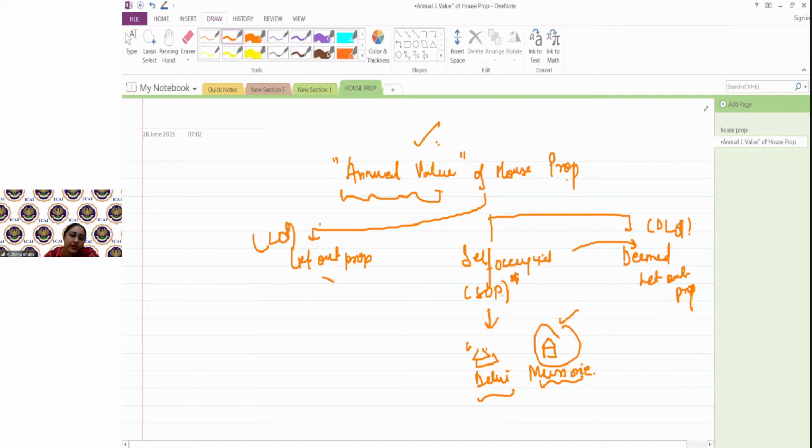So as I told you, from the start only two properties are allowed to be self-occupied. The remaining will go under DLO, as in your deemed let out property. Ma'am, how will it be, what will happen? You guys have to wait. I just told you the concept that there would be 2-3 situations coming more, but just be prepared. We will go through everything one by one.